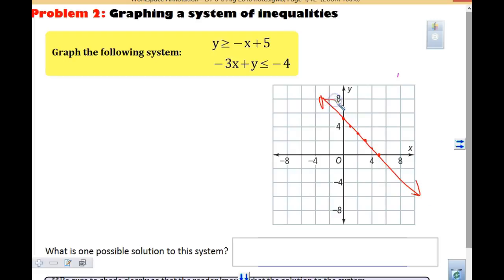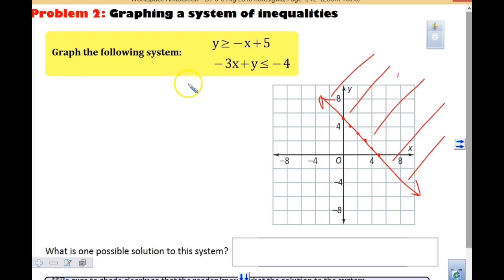Once I have my solid line, I now need to decide, Hannah, where should I shade, above or below? Above. So I'm just going to lightly put a few lines so I know that's where my solution is. Next equation, Devin, I need to rewrite it in slope-intercept form. So when I do that rewrite, what are you going to have?